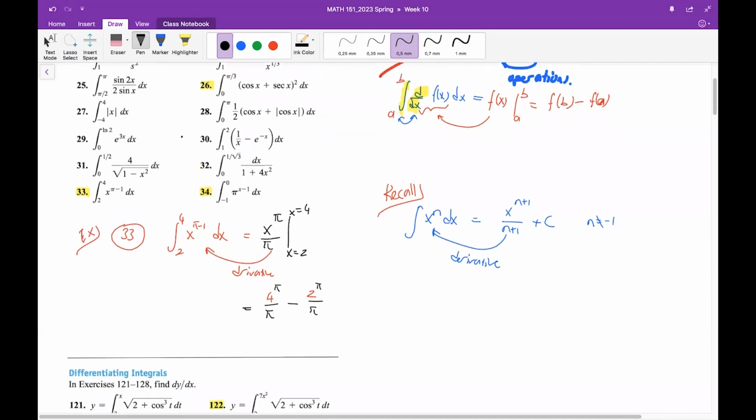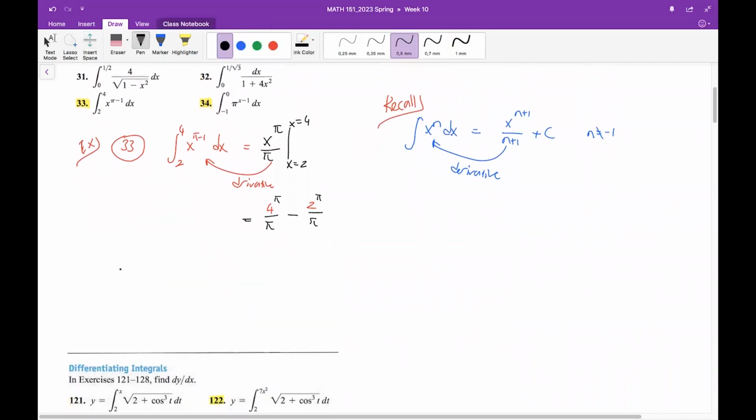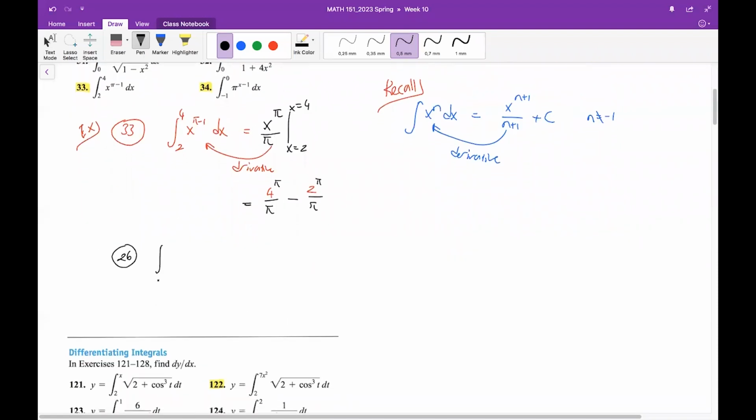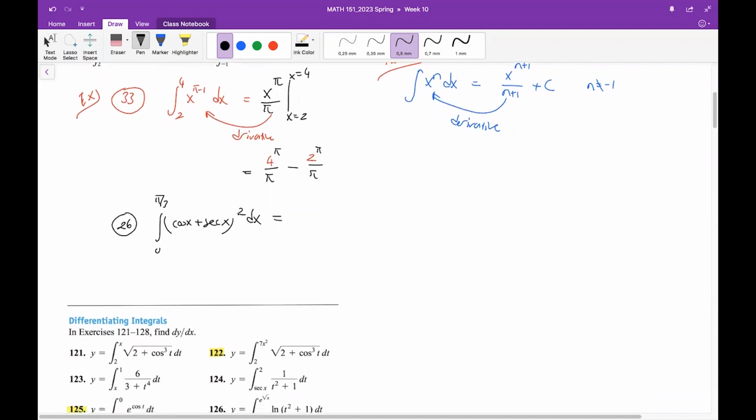Now let's try 26. 26 is given as the integral from 0 to pi over 3 of (cosine x plus secant x) to the power 2 dx. Okay, before starting the evaluation of the integral, we need to compute this square first, right? So it is cosine square x plus 2 times cosine x secant x plus secant square x dx. Okay.